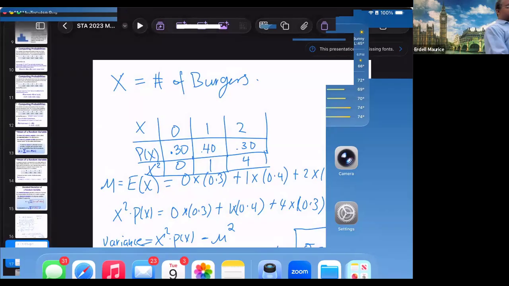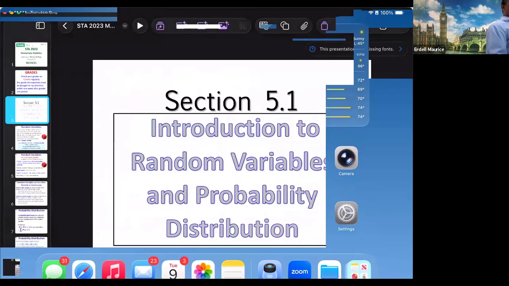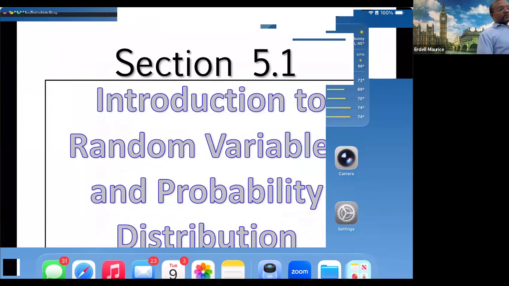I'm going to go ahead and move into the next chapter, and that is 5.1, Introduction to RVs. Everyone should own an RV. Introduction to random variables and probability distributions.